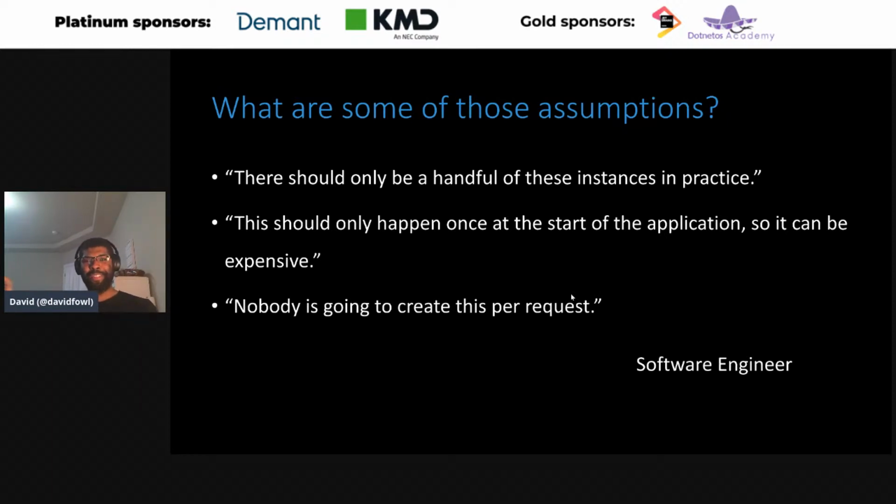It's that assumption that's like, okay, that isn't supposed to happen. And if that happens, then that means the whole software is unstable, because we expect this cache to be populated by the time the app starts. So it shouldn't happen more than once. No one is going to create this per request, right?